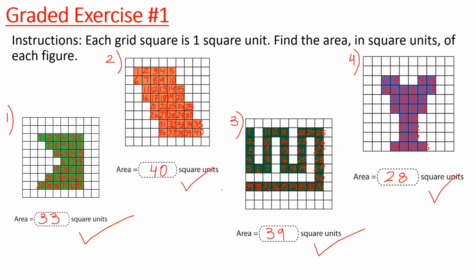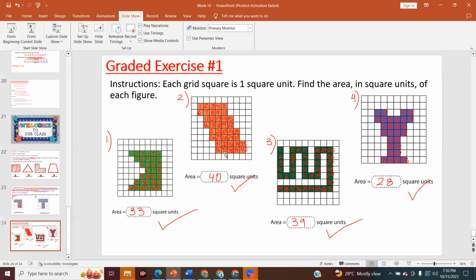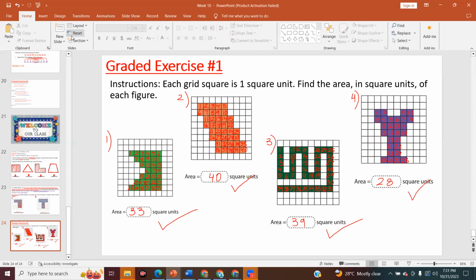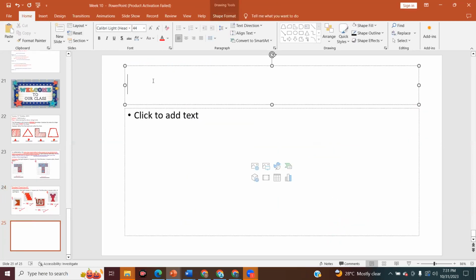Now let me ask the question. What happens when they do not give you a grid? How are you going to find the area if they don't give you a grid? We know that the area is the amount of square units that a shape can contain, the space inside of a shape. But what if they do not give you a grid? How do you think we're going to get that? Draw your own grid.